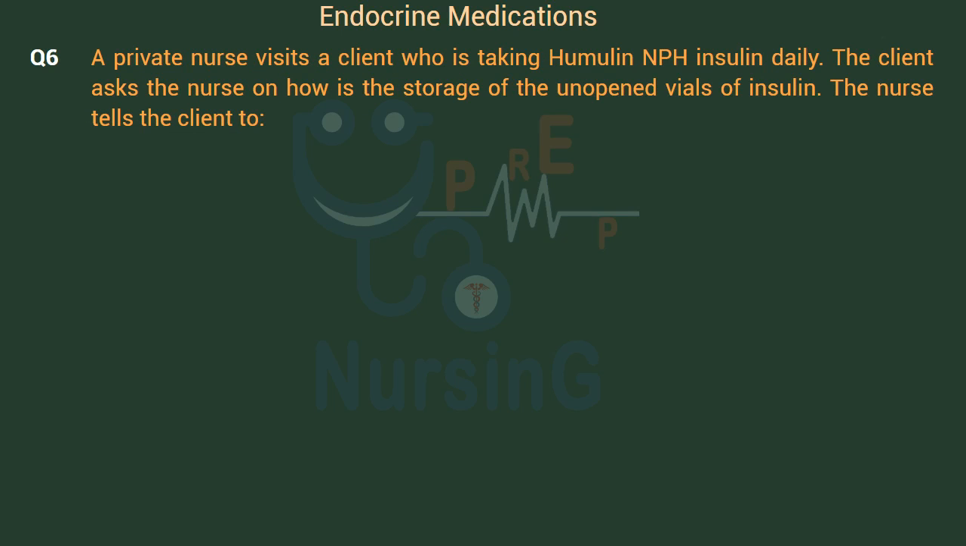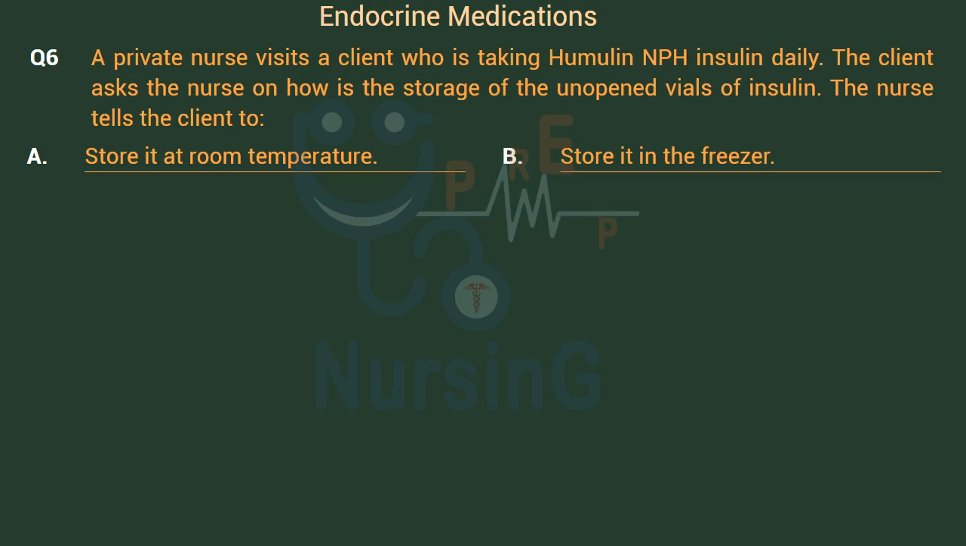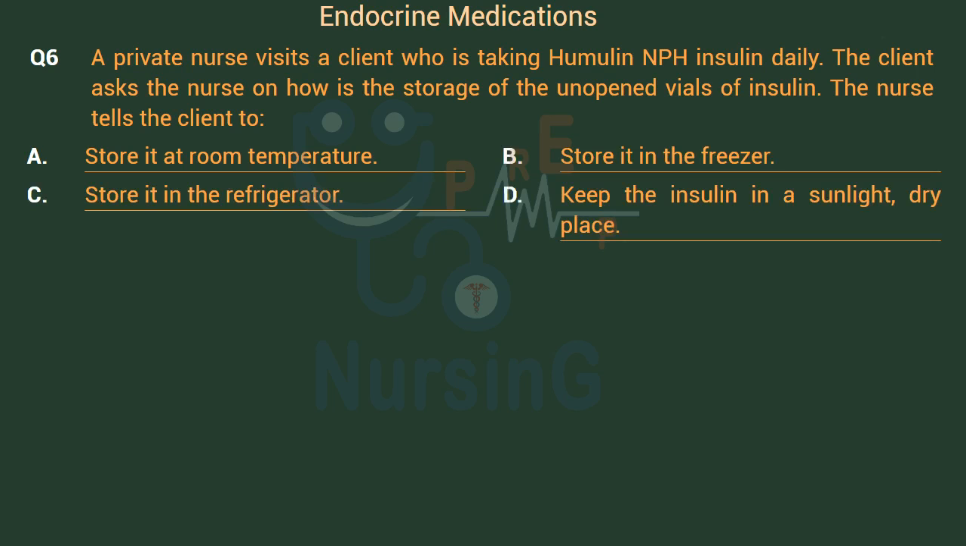A private nurse visits a client who is taking Humulin NPH insulin daily. The client asks the nurse how to store the unopened vials of insulin. The nurse tells the client to: Option A. Store it at room temperature. Option B. Store it in the freezer. Option C. Store it in the refrigerator. Option D. Keep the insulin in a sunlit, dry place. Right answer is Option C.